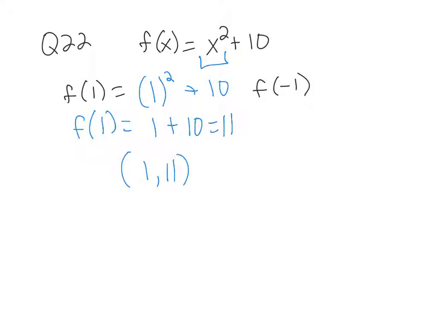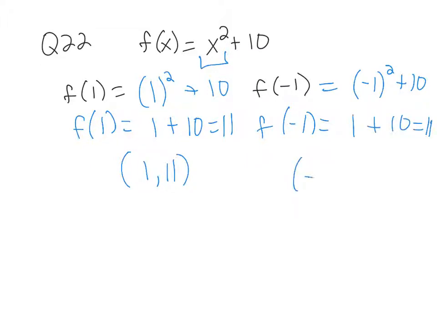If I went to find the function f at -1, I would replace the x with -1. And the cool thing about when you square a number is you're going to get the same thing whether it's positive or negative. So -1 squared is -1 times -1, which is just positive 1. Plus 10 is also equal to 11. So this would be the ordered pair (-1, 11). That's all for the function notation.